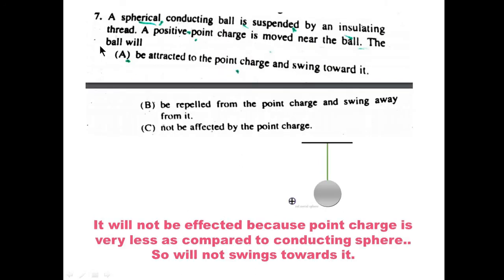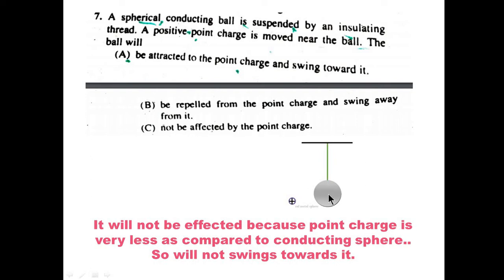Next question is question number 7. A spherical conducting ball is suspended by an insulating thread. A positive point charge is moved near the ball. The ball will be attracted to the point charge and swing towards it, it repels from the point charge and swings away from it, or it will not be affected by the point charge.